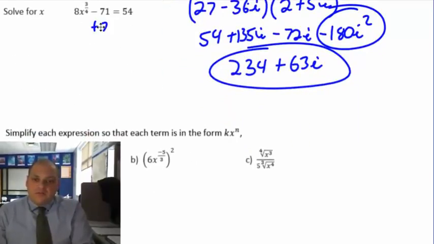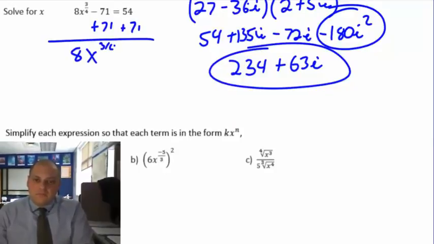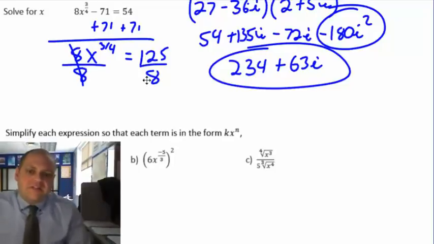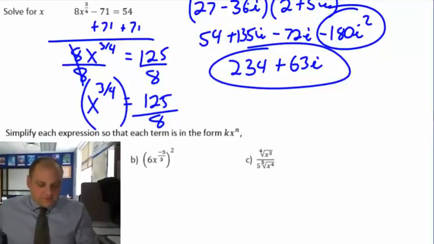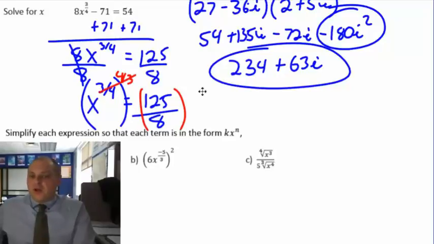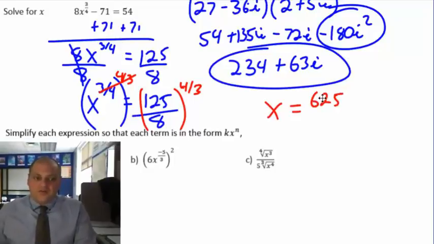Add 71. That's 125. Divide by 8. This is the step that all you guys were forgetting earlier. A lot of you were forgetting to do that step before you raise it. So x to the 3/4 equals 125 over 8. And then just raise to the reciprocal, which is 4/3. And that makes that a 1. See? Raise both sides to the 4/3. And x is going to equal 625 over 16.